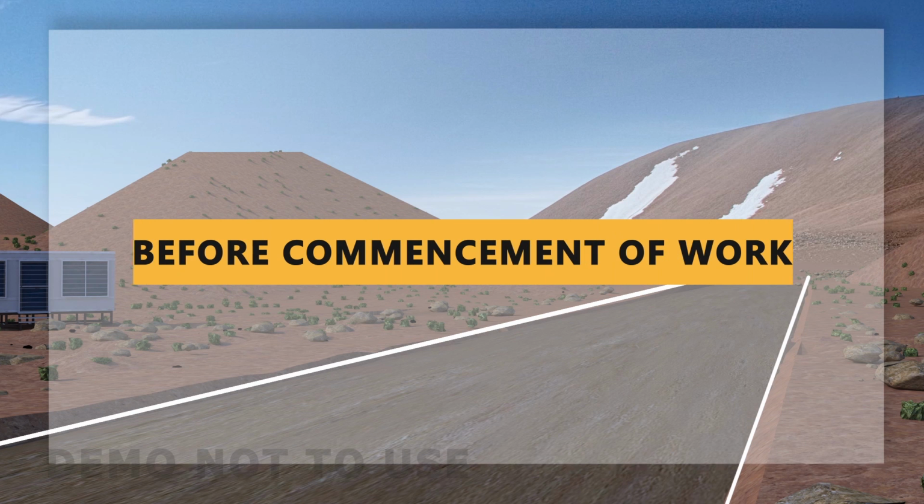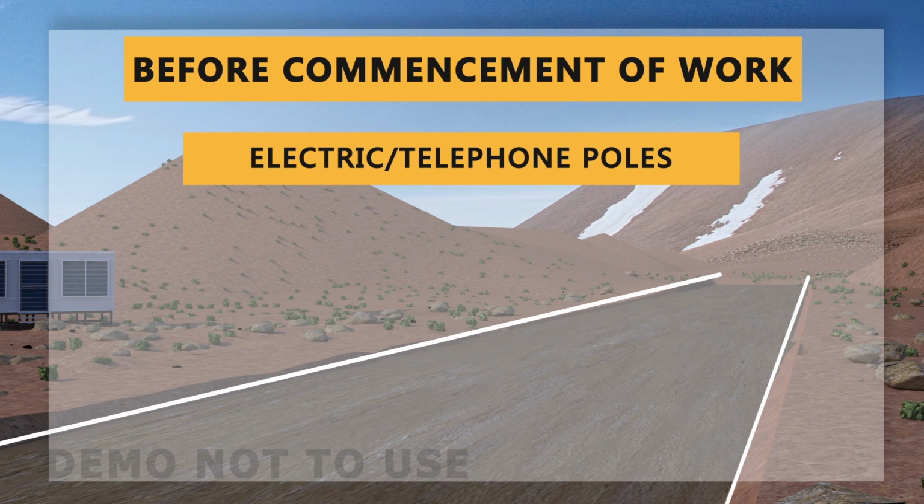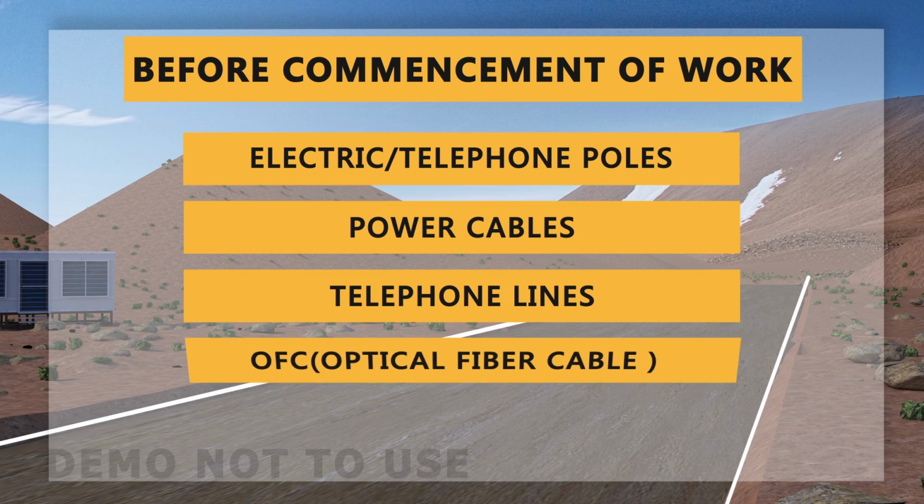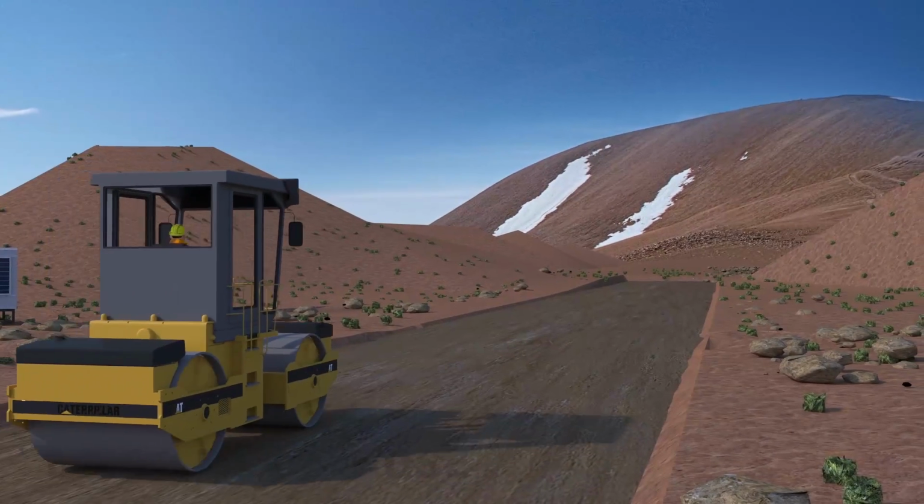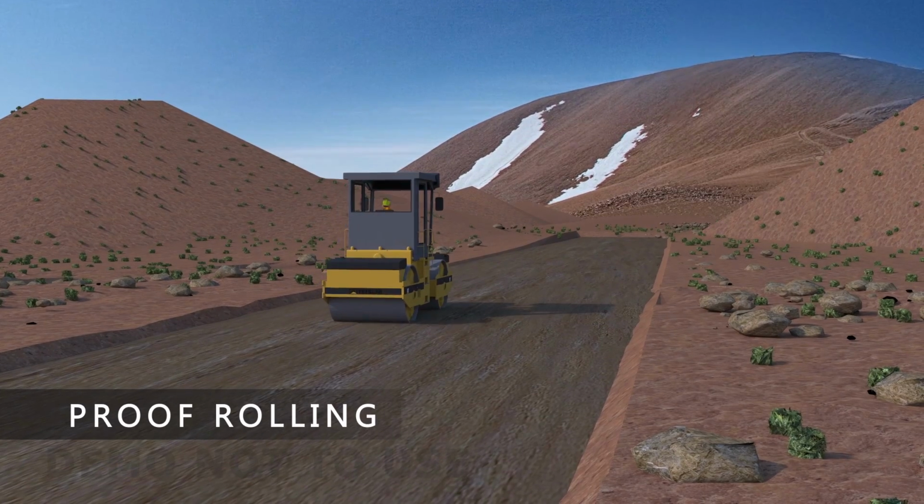Caution: before commencement of work, please ensure that any overhead or underground utilities, for example, electric or telephone poles, power cables, telephone lines, optical fiber cable, sewerage, etc., do not come in the way of the construction area. In case of any issues faced, the utilities have to be shifted away from the right-of-way. Finally, proof rolling is done through a compactor to ensure the flat and solid ground before commencement of work.